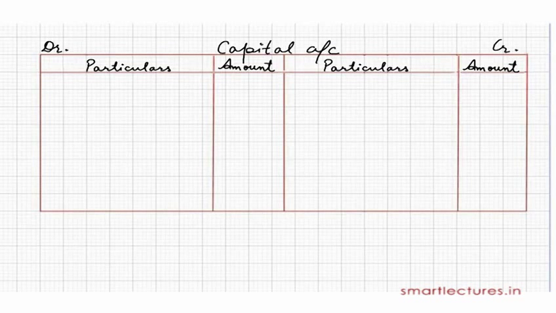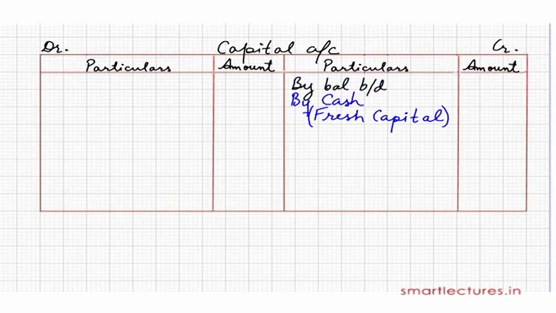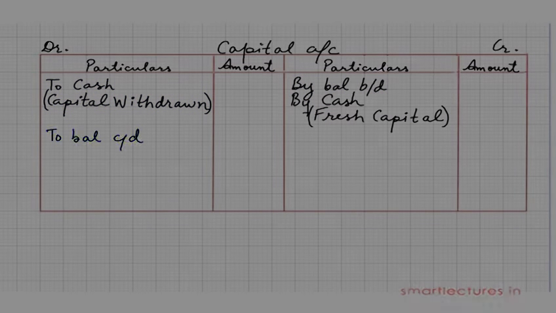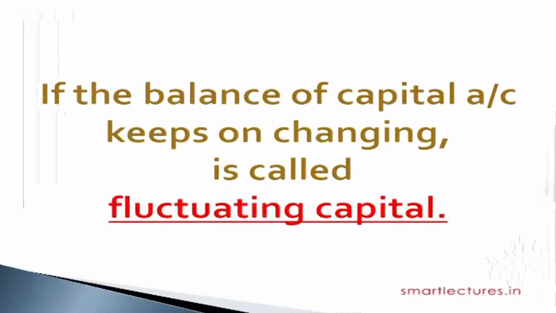So if the capitals are fixed, on the credit side you may find only two items, by balance B/D, meaning opening balance, and by cash, in bracket, in the inner column we can write down fresh capital. And on the debit side, that's the minus item, to cash, in the inner column we can write down capital withdrawn, and to balance C/D.